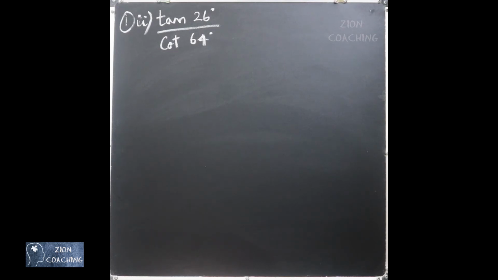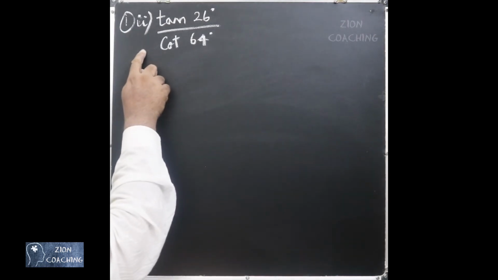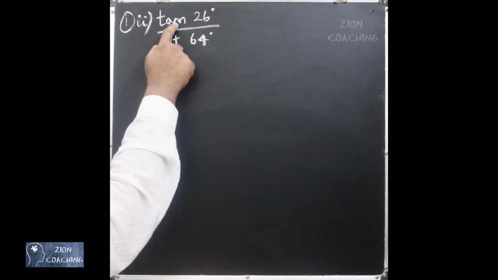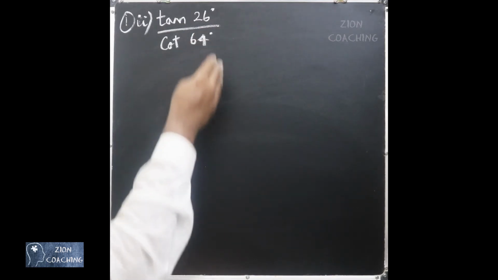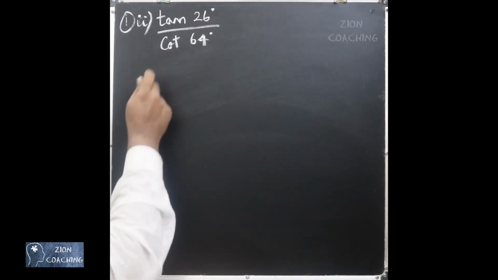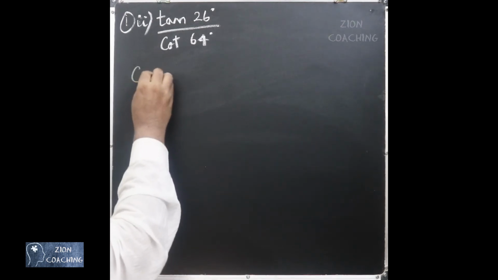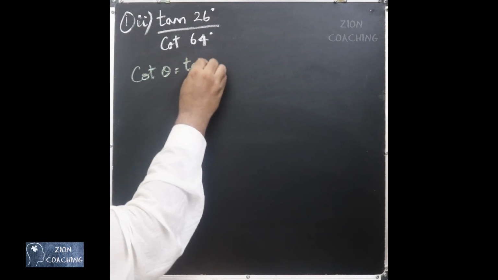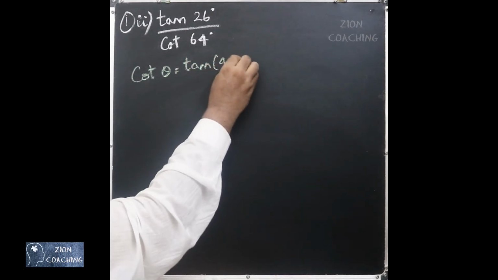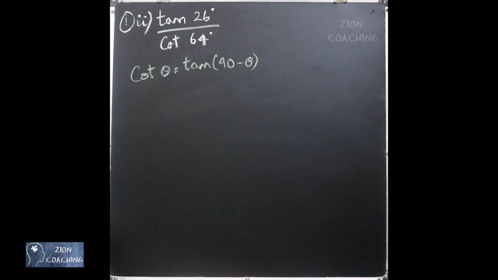Question number 1, second subdivision. Evaluate tan 26 degree by cot 64 degree. Like in the previous subdivision, in this subdivision also, either we can replace tan by cot or we can replace cot by tan. So you can follow any method. I am going to replace cot by tan. You know that cot theta is equal to tan 90 minus theta. We are going to apply this formula.